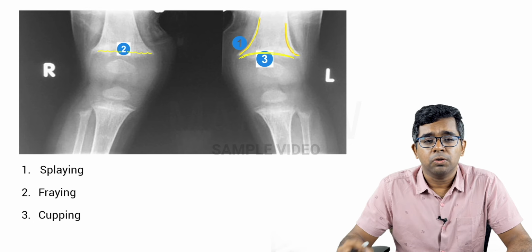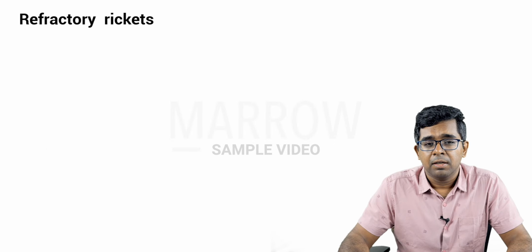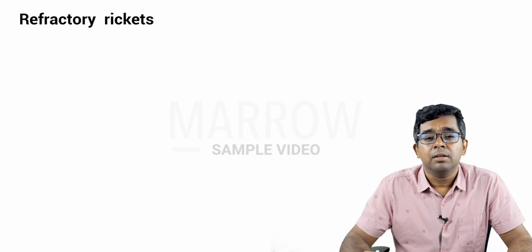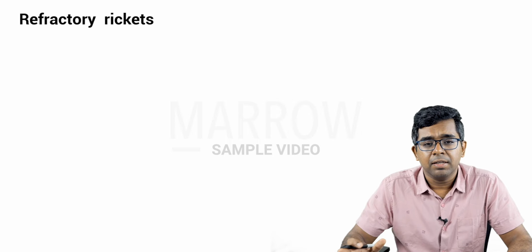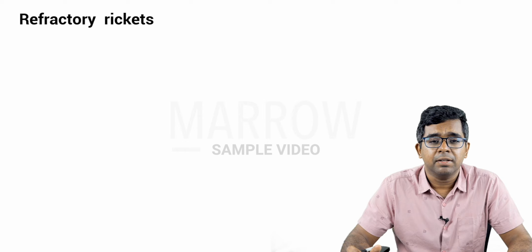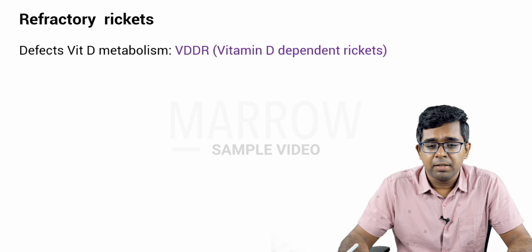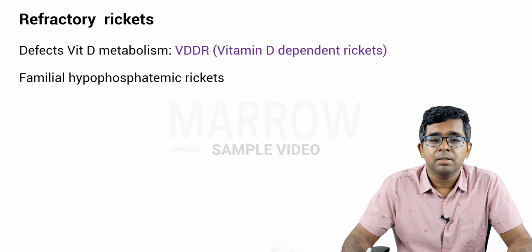For your exams, you should also know one more topic in rickets, which is refractory rickets. These are not the usual set of conditions, a relatively rare condition, but you have to know about the basic problems in all of these conditions. Okay, in refractory rickets, we have actually three categories. One category is defect in the vitamin D metabolism, called vitamin D dependent rickets. Second one is called familial hypophosphatemic rickets.